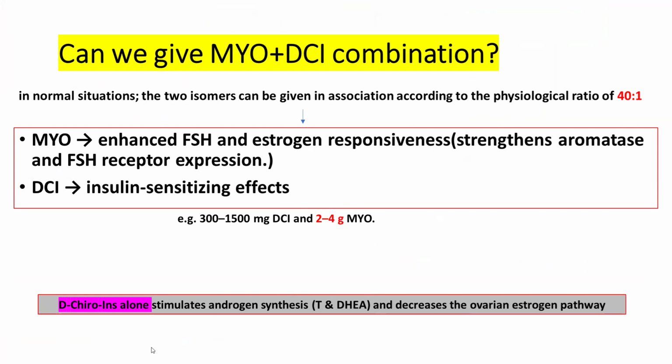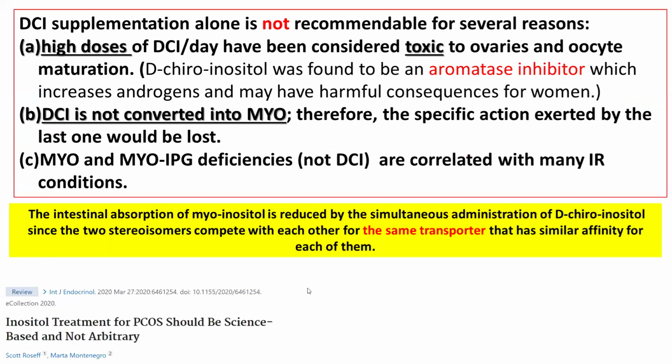What happens if you give dicairo alone? This is not good at all because it stimulates androgen, testosterone and dehydroepiandrosterone, and decreases the ovarian estrogen pathway. This is not good for an infertility patient or a female in the reproductive age. So dicairo inositol supplementation alone is not recommended at all for females, because a high dose of dicairo per day has been considered toxic to the ovary and oocyte maturation, as it is an aromatase inhibitor and increases androgen. And this would lead to harmful consequences for the ladies.